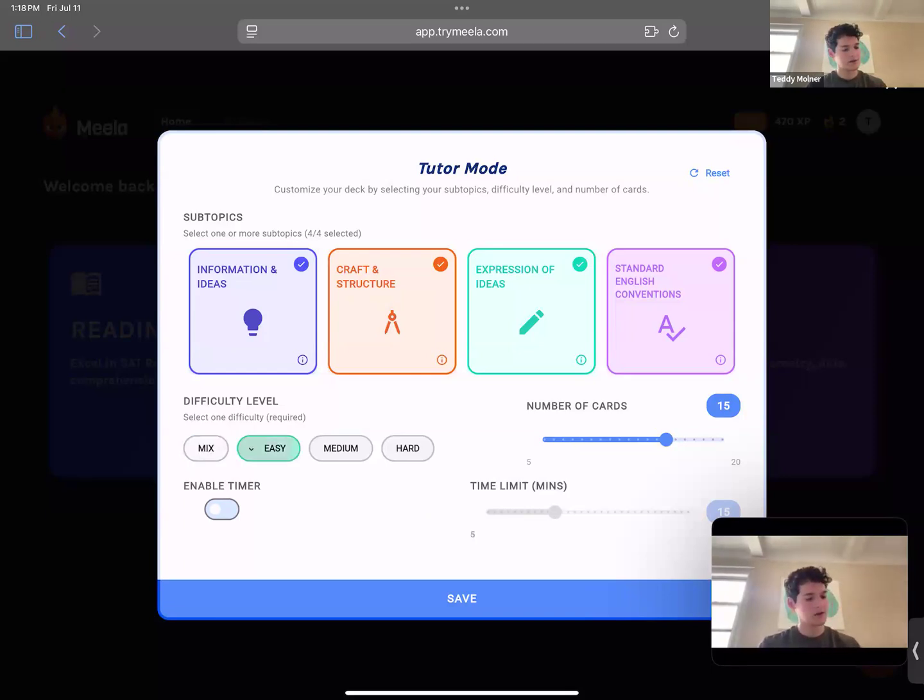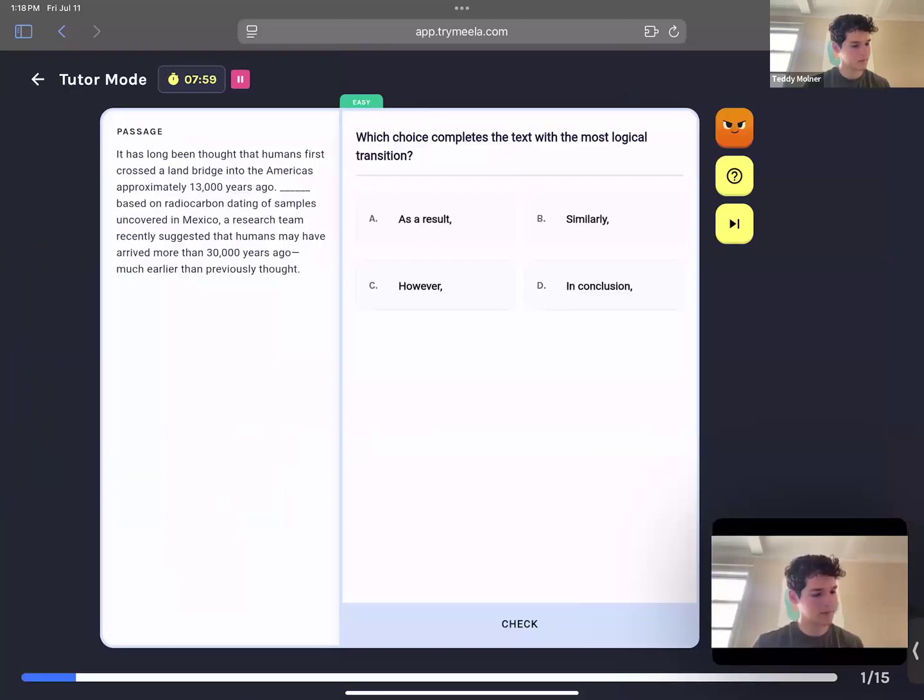And we can also do a mix of difficulty levels. So now we're going to sort of be in free-for-all mode, which is just what we're going to see on the test. And you know what? Let's even be wild. Let's enable a timer, let's go for 8 minutes. Okay. All right. And you can also see the difficulty of these questions on the card, which is nice.